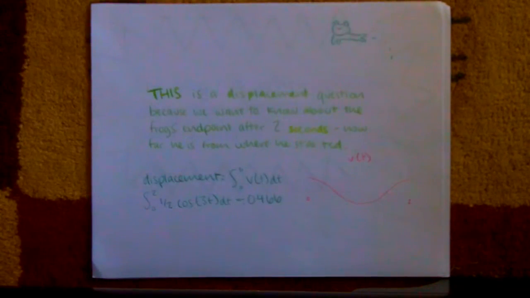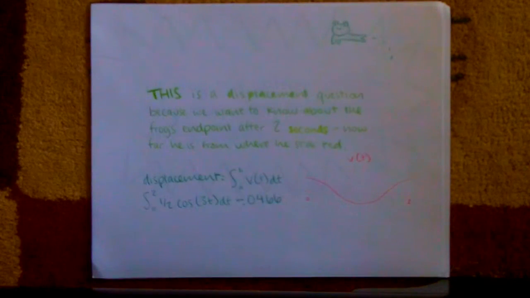For example, you are asked to measure how far a frog has gotten after 2 seconds of hopping. The frog's velocity is given by the function v(t) = 1/2 cos(3t), where t is measured in seconds and the frog's travel is measured in feet. This is a displacement question because you want to know about the frog's endpoint after 2 seconds, how far he is from where he started.